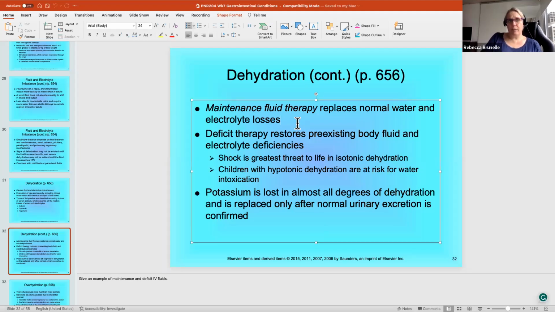When you're talking about fluid replacement, maintenance fluid is just replacing your normal amount of fluid that you need. Whereas if they're dehydrated and they have a fluid deficit, then you're going to have to give extra fluid to make up for that deficit.